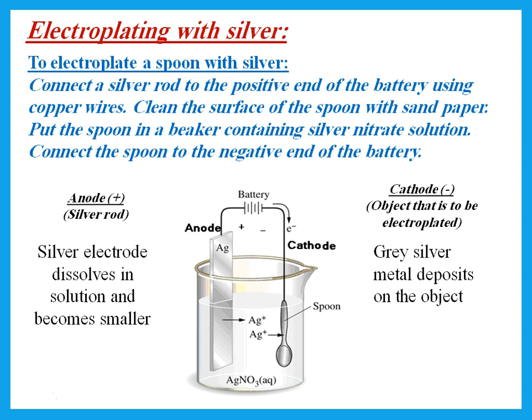Of course, we choose nitrates because all nitrates are soluble. If I'm trying to cover my spoon with chromium, then my anode is made of what? Of chromium metal. And my solution will be what? Chromium nitrate solution. And then we connect the spoon to the negative end of the battery, and that will cause electroplating.